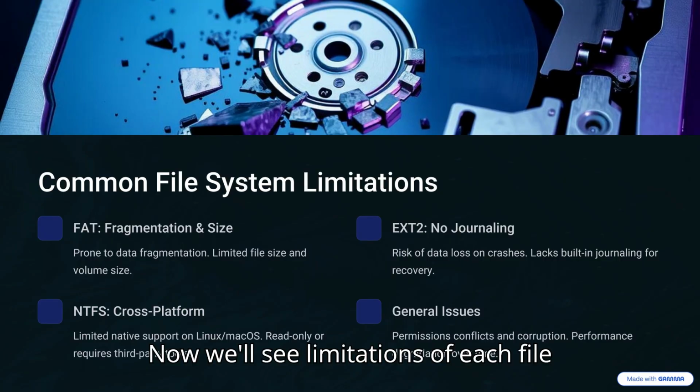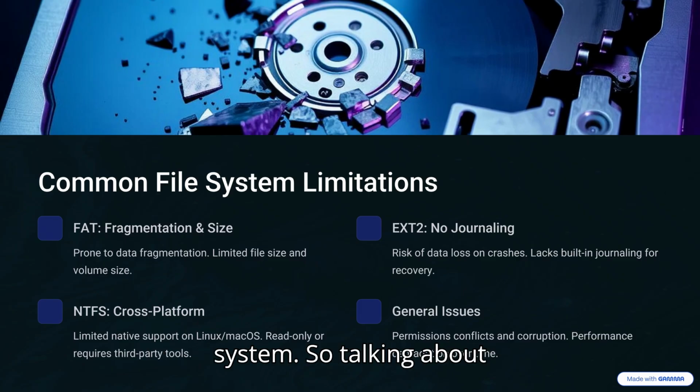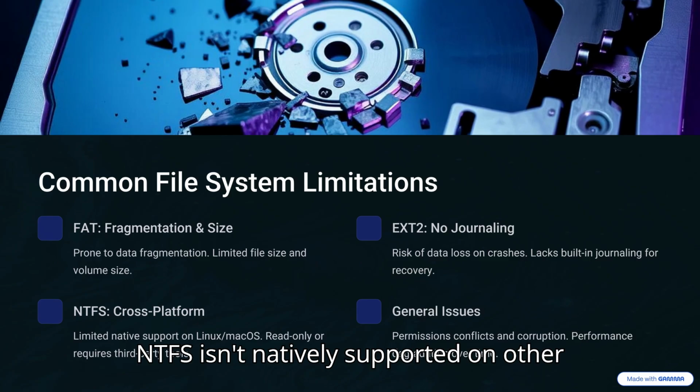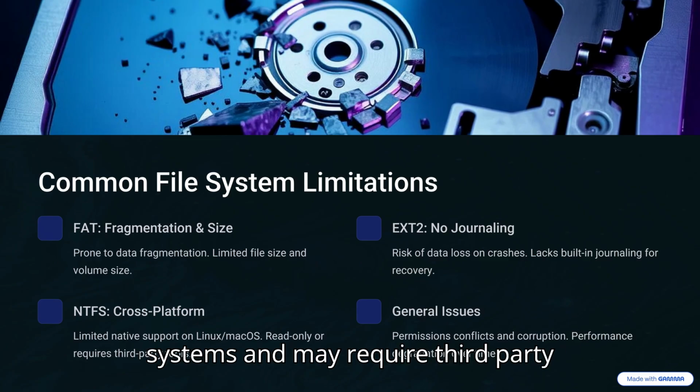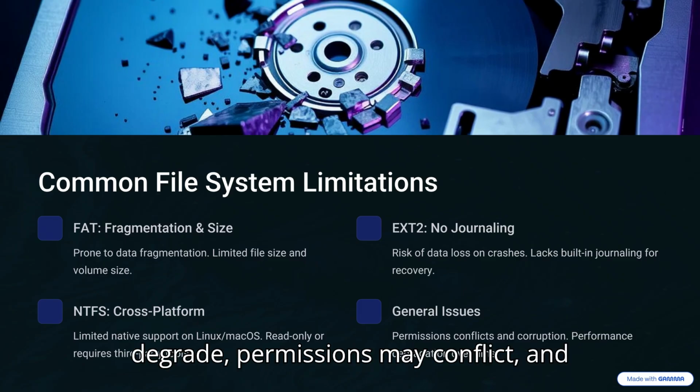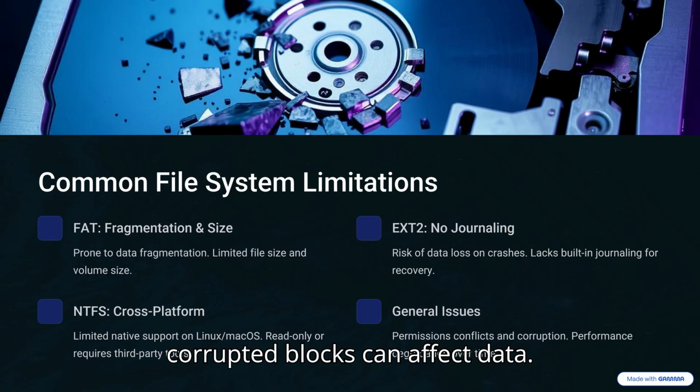Now we'll see the limitations of each file system. FAT is prone to fragmentation and has small size limits. ext2, though fast, doesn't have journaling. NTFS isn't natively supported on other systems and may require third-party software. Over time, performance can degrade, permissions may conflict, and corrupted blocks can affect data.